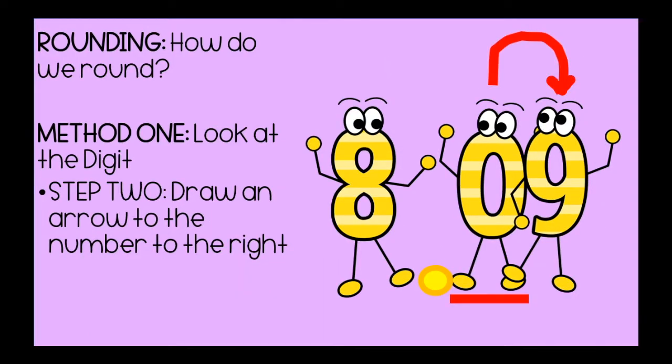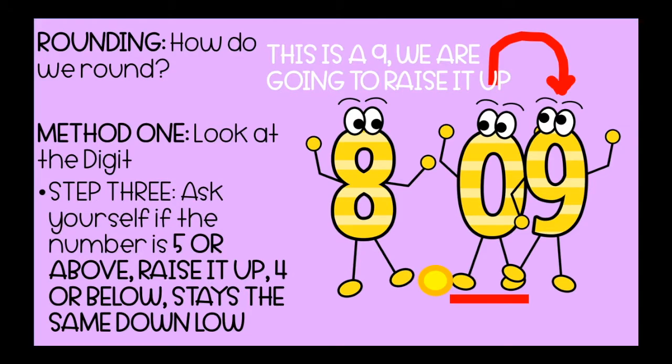Step 2, draw an arrow to the number to the right. Now, of course, as you get better at rounding, you can skip this step, but this shows you where you're looking. So if I'm rounding to the tenths place, I'm looking to the hundredths place, the digit that's closest to the right. Step 3, ask yourself if the number is 5 or above, raise it up. 4 or below, stays the same down low.